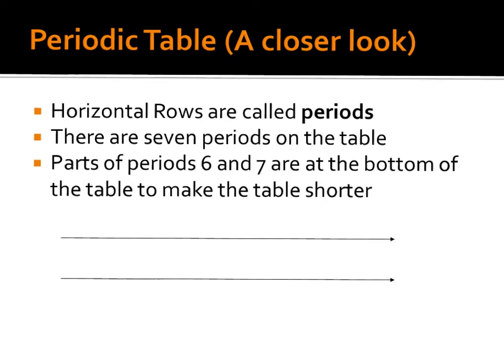And an interesting thing about this that we'll look at in class is that parts of periods 6 and 7 have actually been cut out and are placed at the bottom of the table so that we can smush the rest of the periodic table together and make it shorter. This is mostly for the purposes of publishing this in textbooks, so it doesn't take up what would be 3 or 4 pages in width.